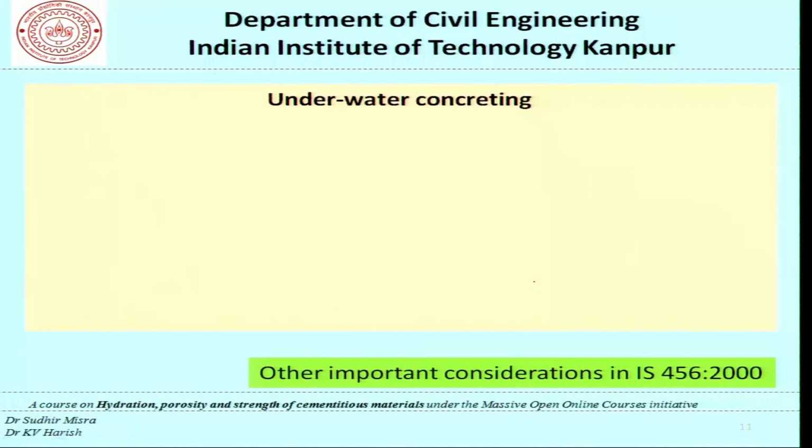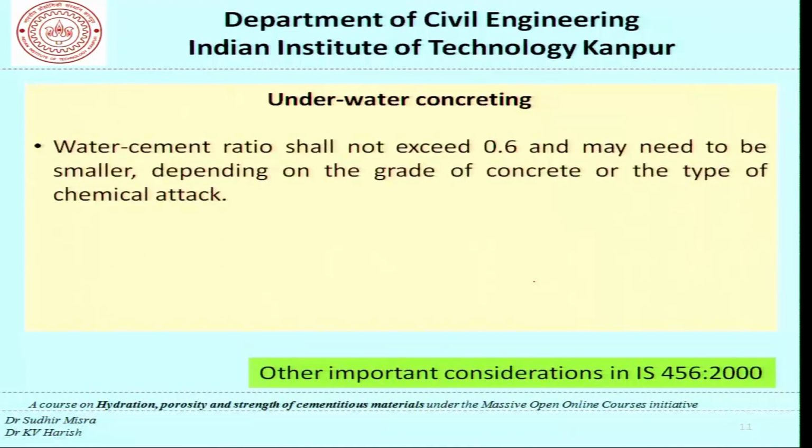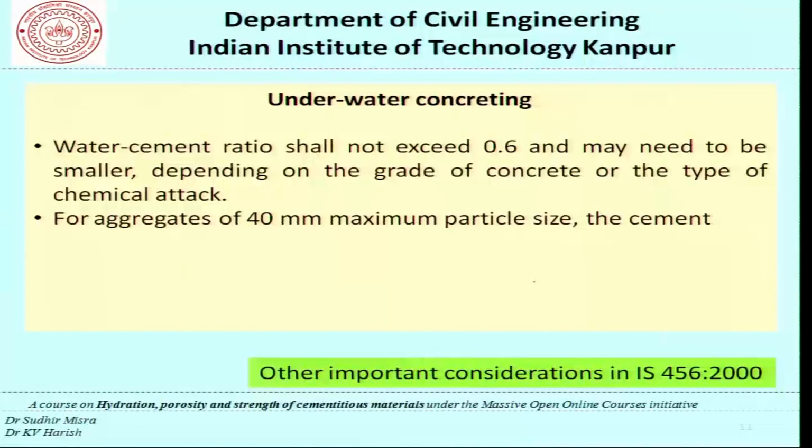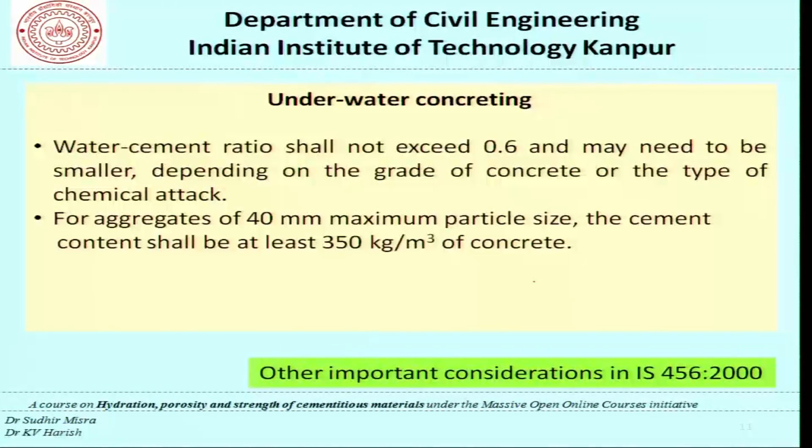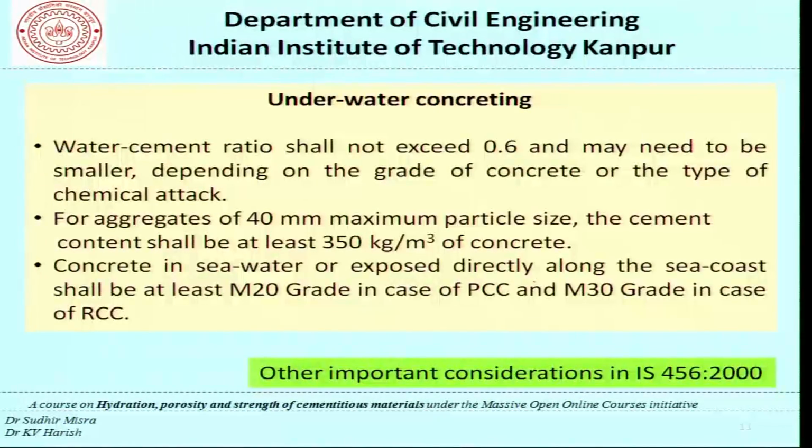Now, there are special conditions in this document, and that requires concrete to have certain special properties. For example, the water cement ratio is not permitted to exceed 0.6 and may need to be smaller depending on the grade of concrete or the type of chemical attack that is expected in the case of underwater concreting. For aggregates of 40 mm maximum particle size, the cement content shall be at least 350 kgs. Concrete in seawater or exposed directly along the sea coast shall be at least M20 grade in case of PCC and M30 in the case of RCC.